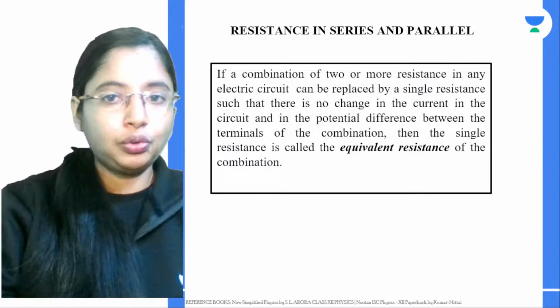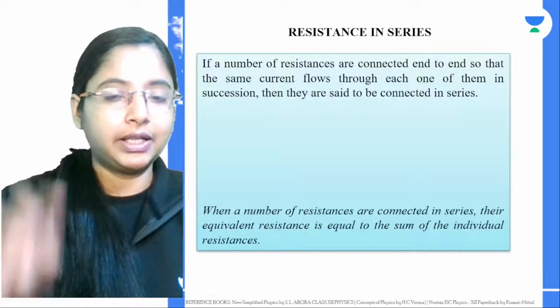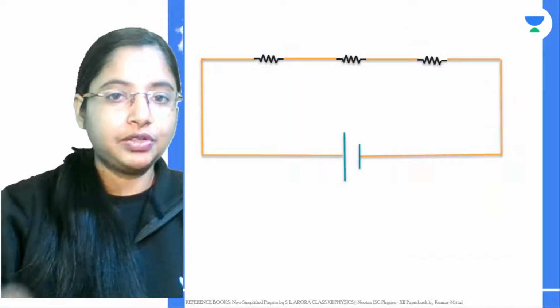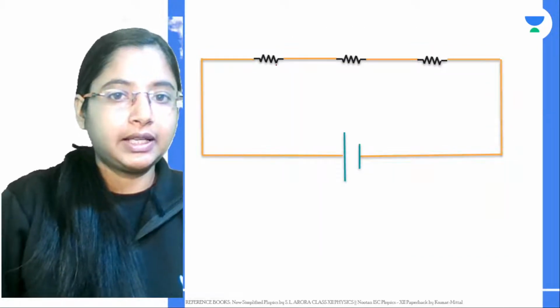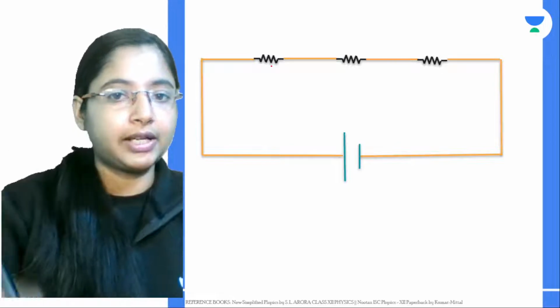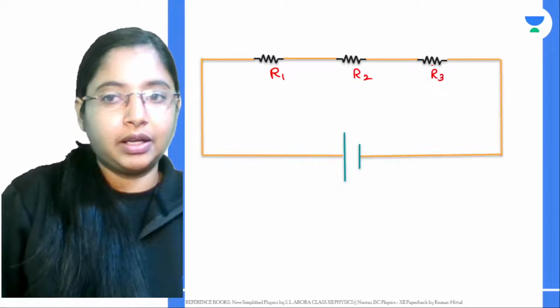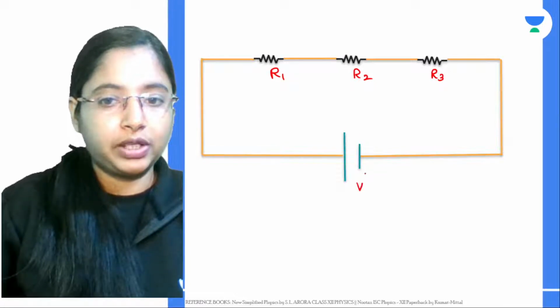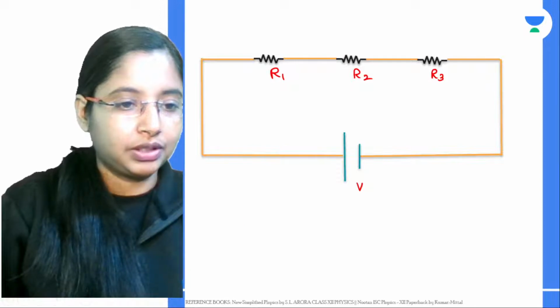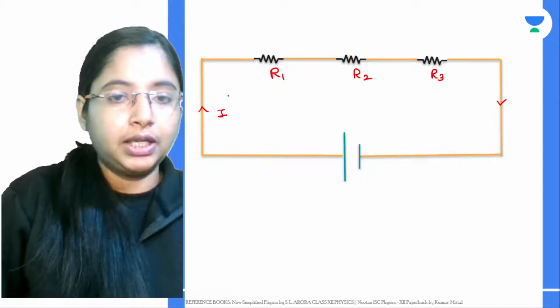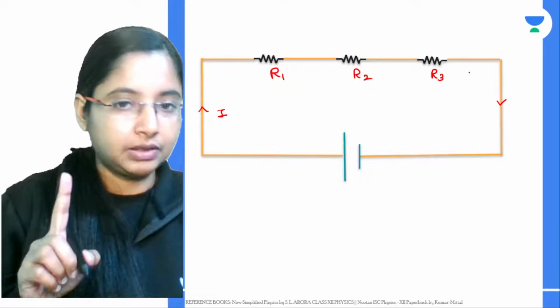Okay, there are two main combinations that you need to know. One is resistors in series. When you say resistors in series, resistors are connected one next to another. Let's say these are resistors R1, R2 and R3. This is the current flowing through the circuit, right? This is your battery, and because this is the positive terminal, current flows in this direction, right? Now the current flowing through all of these resistors will be the same.